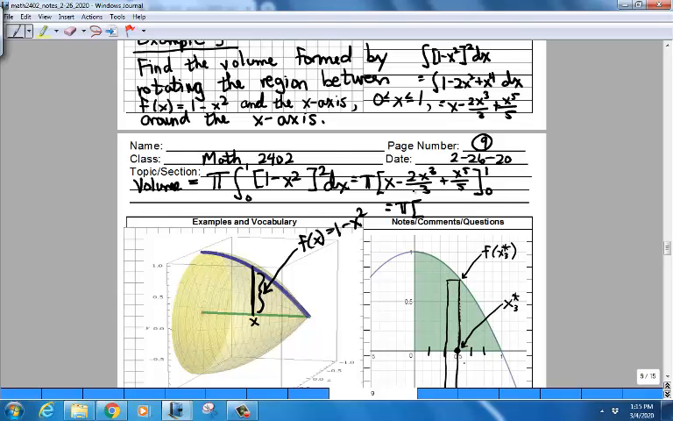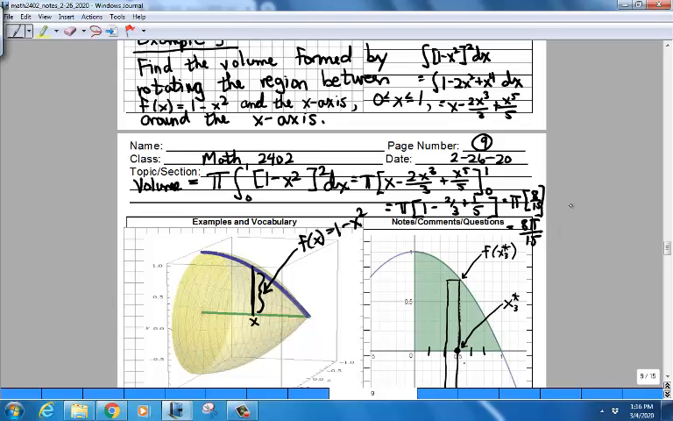When you plug 1 in there, you're going to get 1 minus 2/3 plus 1/5. And when you plug 0 in there, of course, you just get 0, so you can drop that. So you just have pi times 1 minus 2/3 plus 1/5. Let's do a little bit of fraction arithmetic. 1 minus 2/3 is 1/3. 1/3 plus 1/5, I think we're going to have to convert that to 15ths, is 8/15ths. If you don't trust me, just try doing that. So I have pi times 8/15ths, which is 8 pi over 15.